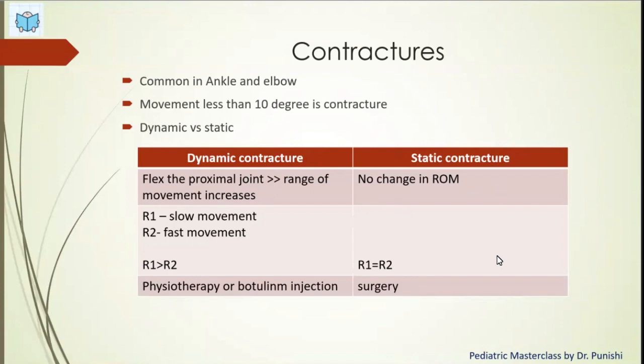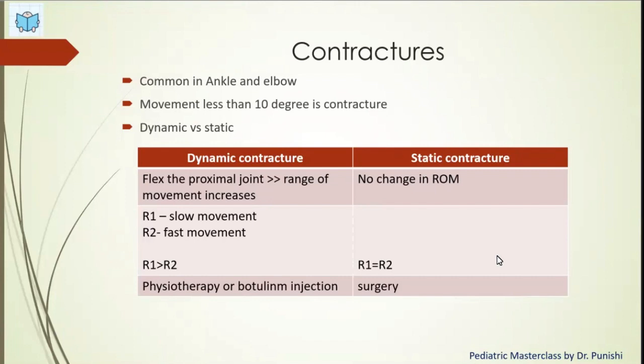Now, why am I ranting so much about why it is important to differentiate between a dynamic and a static contracture? The reason is that the treatment options available for both are different. If you have a dynamic contracture, it is easier to treat, it has a better prognosis, and you can treat with physiotherapy predominantly, and a lot of it gets corrected just with that. Or you can also inject botulinum at the local site, which will again help in relieving the contracture. Whereas if you have a static contracture, as the word suggests, it's more severe, and the only way to treat a static contracture is surgery.